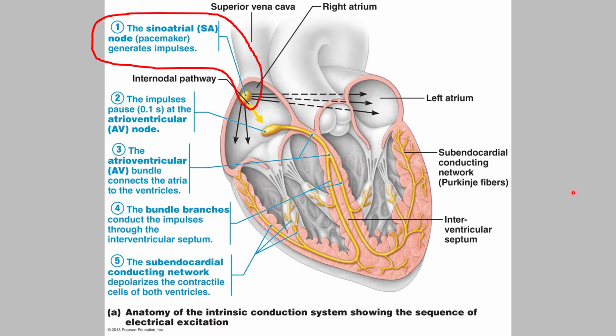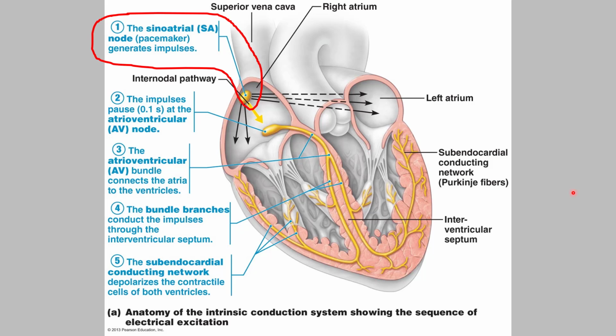The drawback is the SA node generates action potentials about 100 times a minute. On its own, the AV node generates action potentials about 40 to 60 times a minute. And the AV bundle, or the bundle of His, does maybe 20 to 40 times a minute. And it just keeps dropping off the further we get. So really, if something happens to the AV node, the bundle of His takes over, but we're going to have to do something about it really quick because that could not keep the heart going at a fast enough pace.